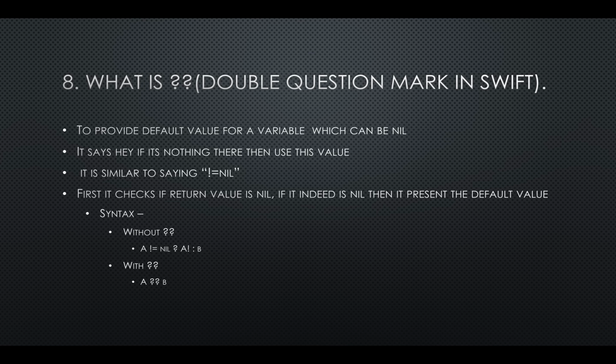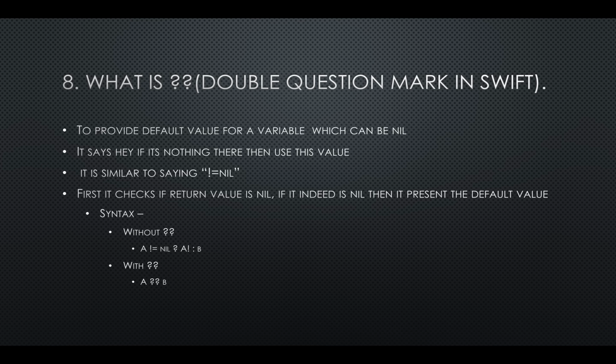So, what double question mark assures is, if it is a null, it can have some default values. So double question mark provides a default value for a variable which can be null. Okay, so it says, hey, it's nothing here, then use this value. If this variable has null, then why don't you use this as default?